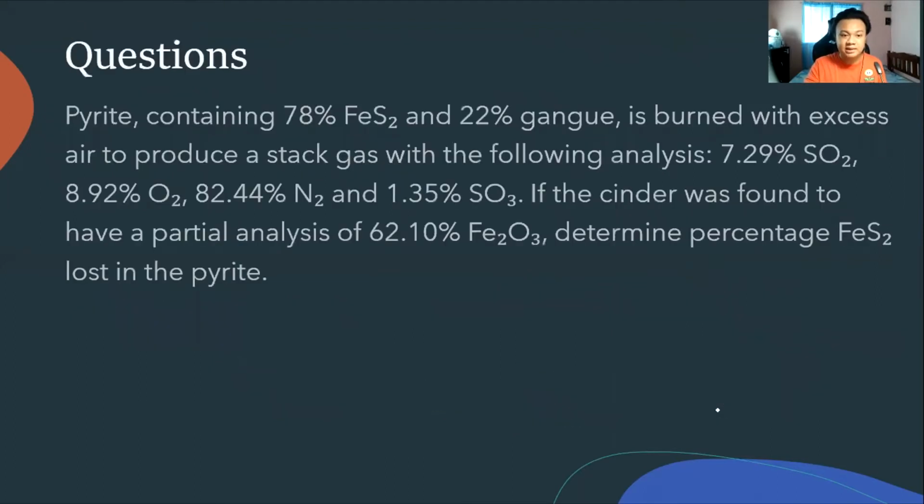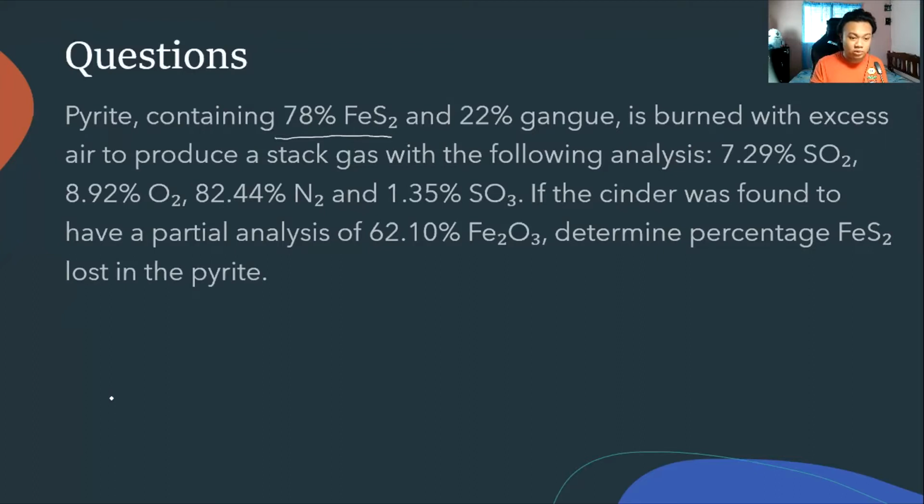And then the next will be the pyrite, or FeS₂, iron sulfide, also known as fool's gold. Okay, then we have 78% of that in the pyrite, and 22% gangue in the pyrite. This is an ore, and it is 78% pure. It is burned with excess air to produce a stack gas of the following analysis: SO2, O2, N2, and then SO3. If the cinder was found to have a partial analysis of 62.10 Fe₂O₃, determine the percentage FeS₂ lost in the pyrite. So we are asked for that.